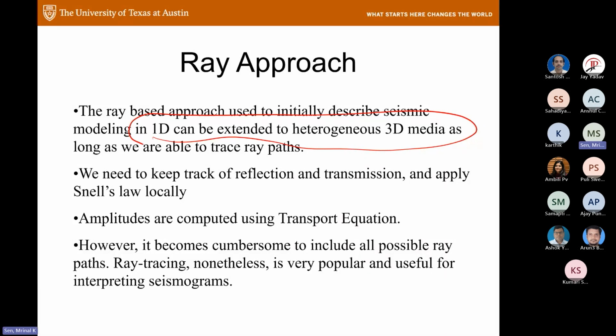But we need to be able to keep track of reflection and transmission and apply Snell's law locally. And this is something that is done automatically in Kenneth. All you have to do is look at the first and second reflection, and then we can compute. So in the general case, you can use a different equation for computing the ray paths and a different equation for computing amplitude. And I'll show you that after a little break.